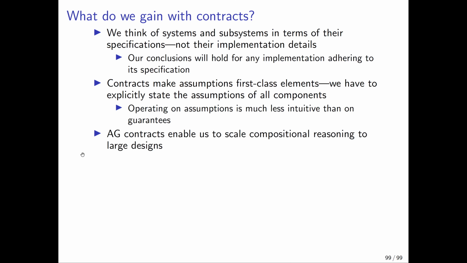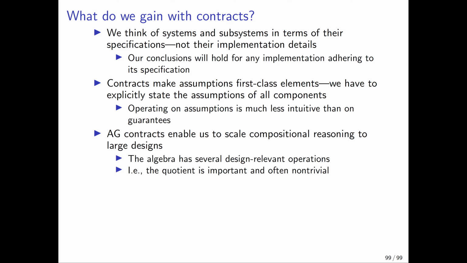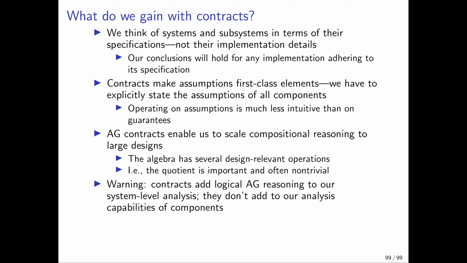So, assume-guarantee reasoning, in this case enabled with a software tool like Pacti, can really help us to scale compositional reasoning to large designs. The algebra has many design relevant operations, right? And then the last point should be a bit of a warning that what contracts give us is logical assume-guarantee reasoning capabilities to do system design, right? But they will not add anything to our analysis capabilities of components.